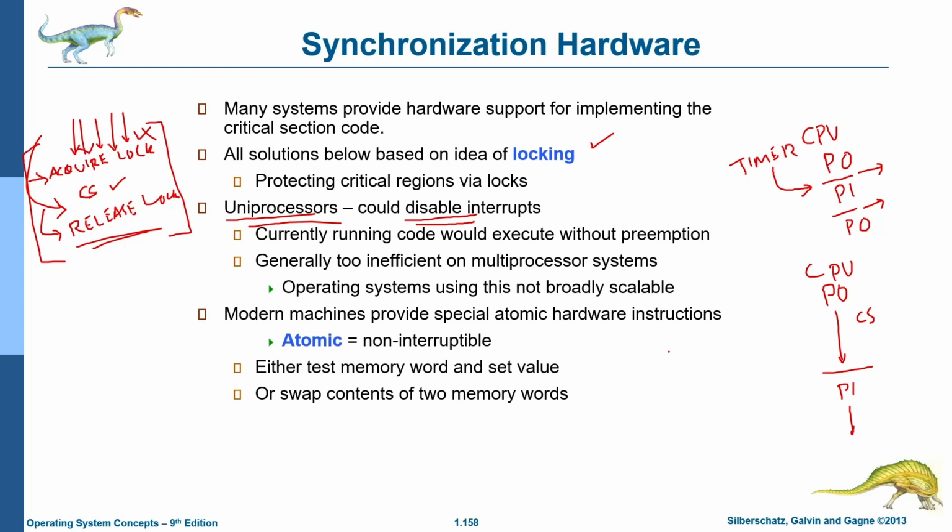But what is the problem with disabling interrupts? The currently executing code would execute without preemption. No one can remove it. It will execute until it is over. But it is too inefficient, right? The operating system would be too laggy. It will not feel responsive.